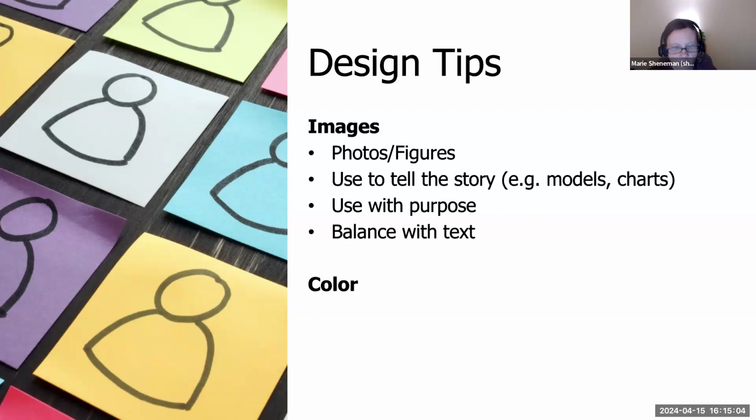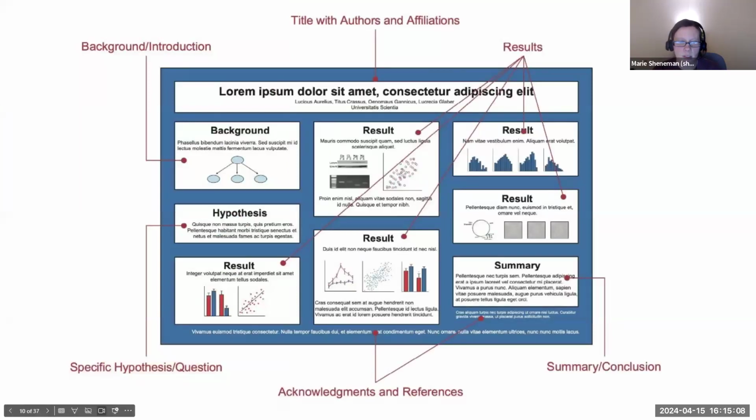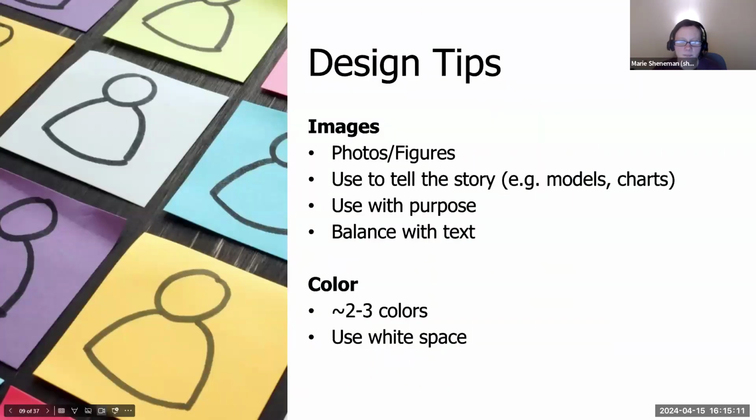With color, you want to limit it to 2 to 3 colors. And that is within your poster. So if the outline of your poster is blue, and then maybe you have your headings as red, you've kind of hit your 2 colors. Or maybe you have your background as purple, and then maybe your border is red, and then somewhere else you have pink. You've hit your 3 colors.